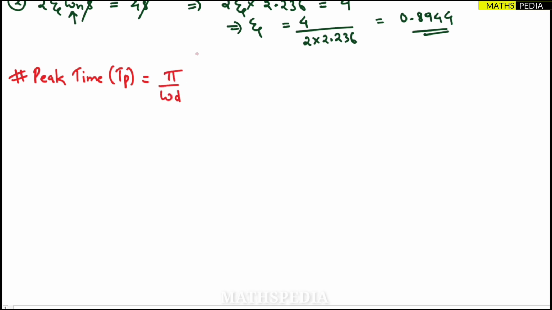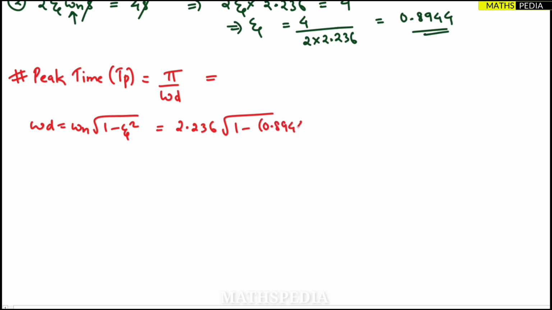Now what is omega d? Omega d we have to find separately. Omega d is equal to omega n into square root of 1 minus zeta square. Omega n value we already know, which is nothing but square root of 5, which is 2.236, into square root of 1 minus zeta square. Zeta value is nothing but 0.8944. This we got. Now you have to do the square. So from this I'll get the omega d value as 1 radian per second.